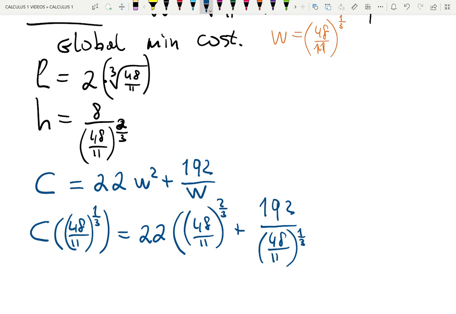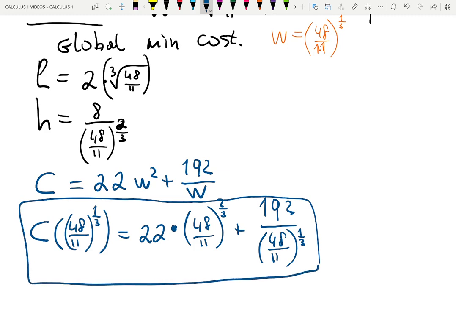So let's see, some kind of mess up with parentheses. Let me erase this first parenthesis like so. 22 is multiplied here. And that is the final answer for the cost function. So what units are they? Units are in dollars. That is correct.